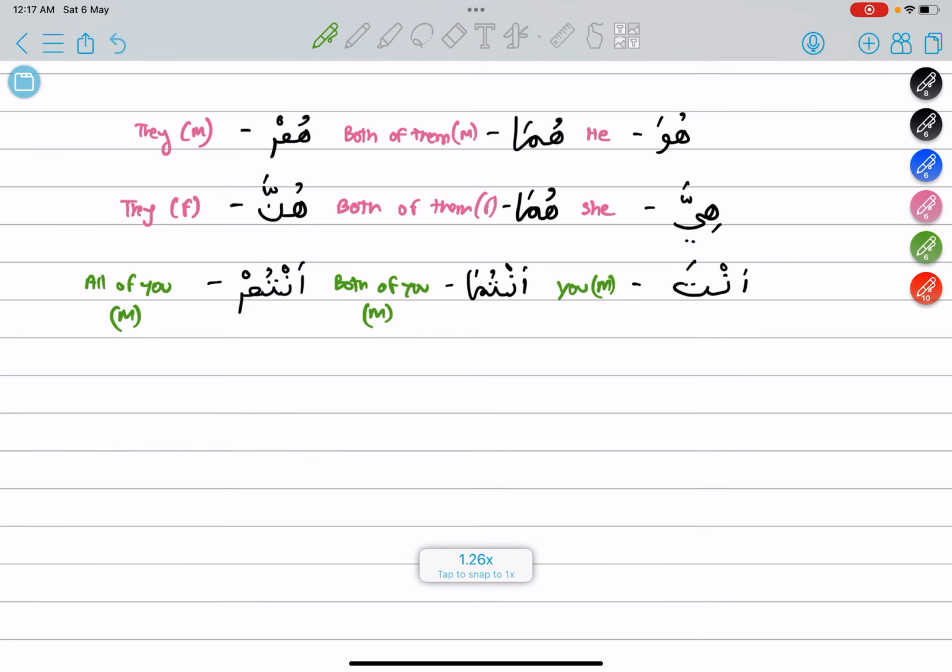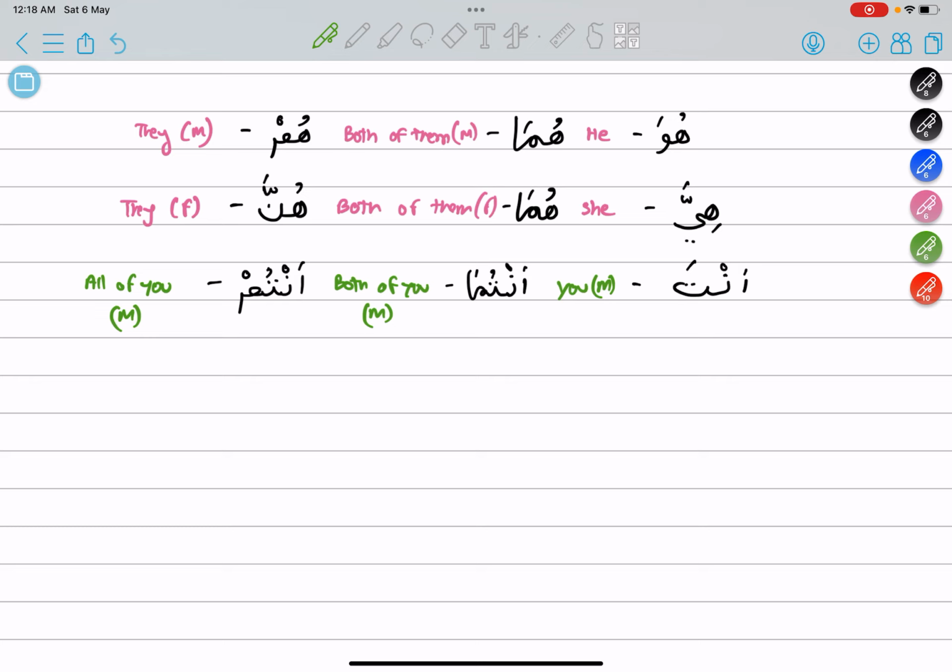So you see a boy, right? You see a man, you see a boy. You want to indicate him. So you say anta, okay? You see two people, right? Two persons. You're going to indicate them by saying antuma, both of you, right? And remember, these are masculine.